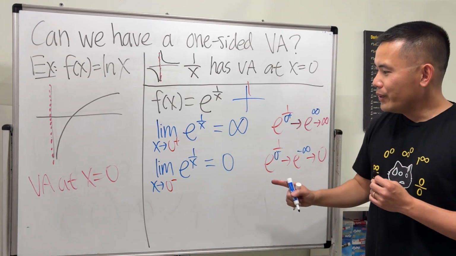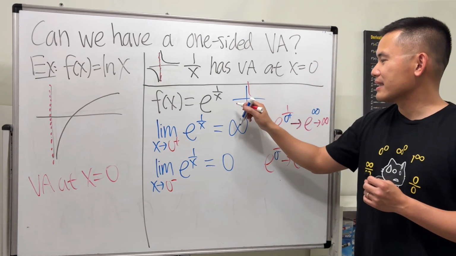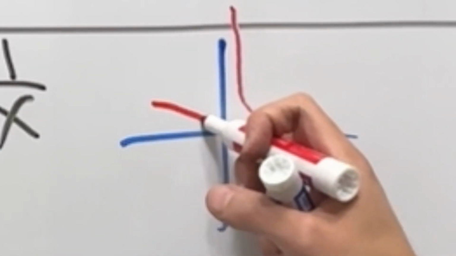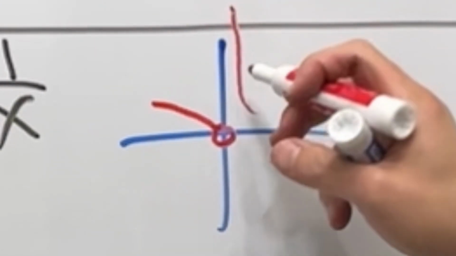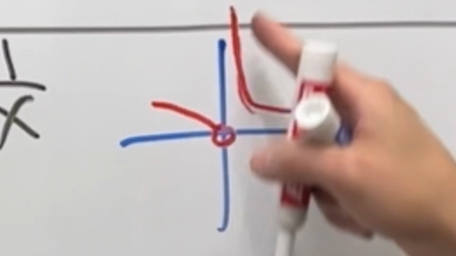So when x is approaching 0 from the left-hand side, in fact, by the way, this is a positive function, so you will get something like this. And you will have an open circle like that. Yeah, so a one-sided vertical asymptote, just like that.